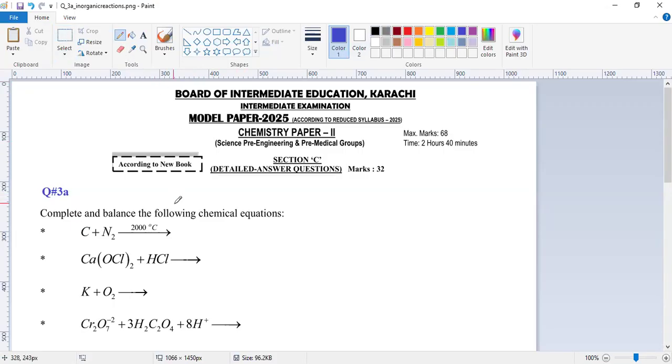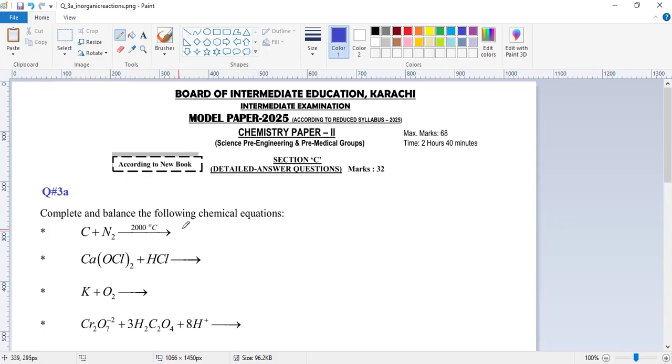This is the question from model paper 2025. Question number 3A. Here we have to complete and balance these equations.